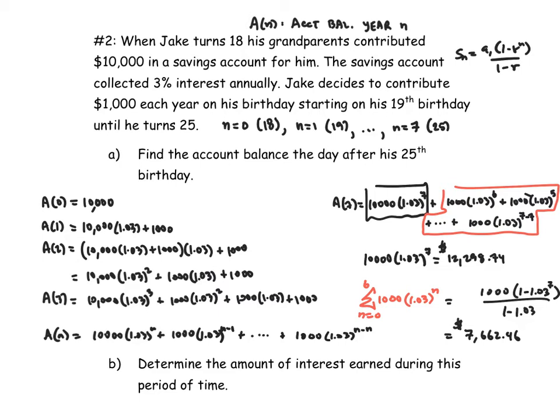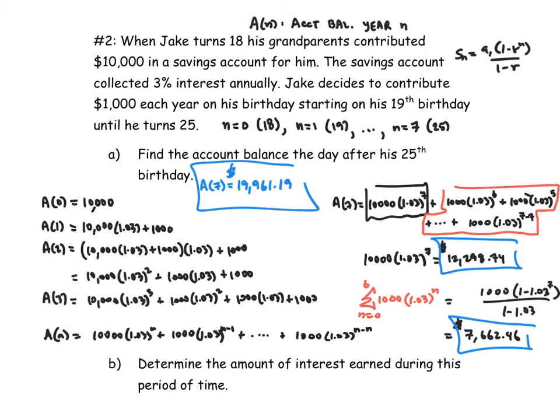Okay, so find the account balance the day after his 25th birthday. Well, I'm going to add these two values. And the account balance after 7 years comes out to be $19,961.19. Not bad.